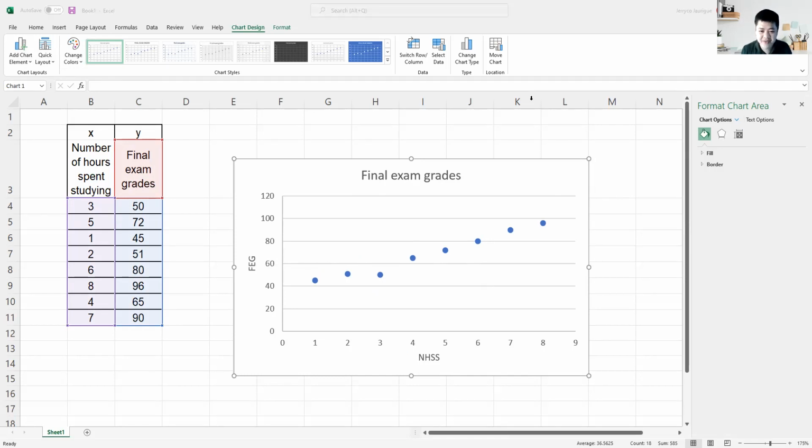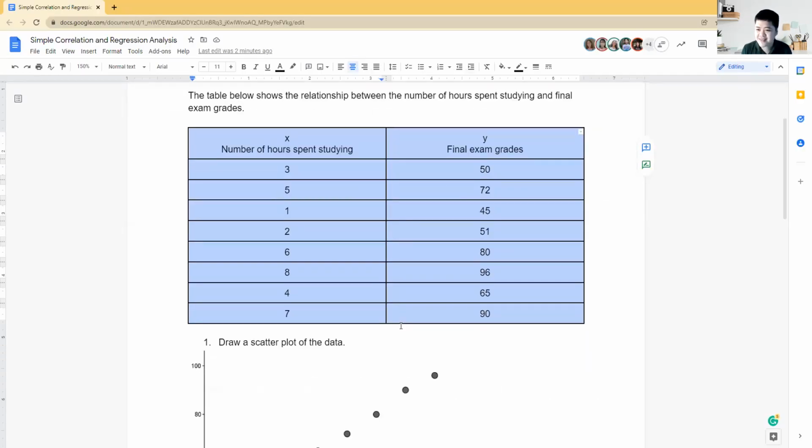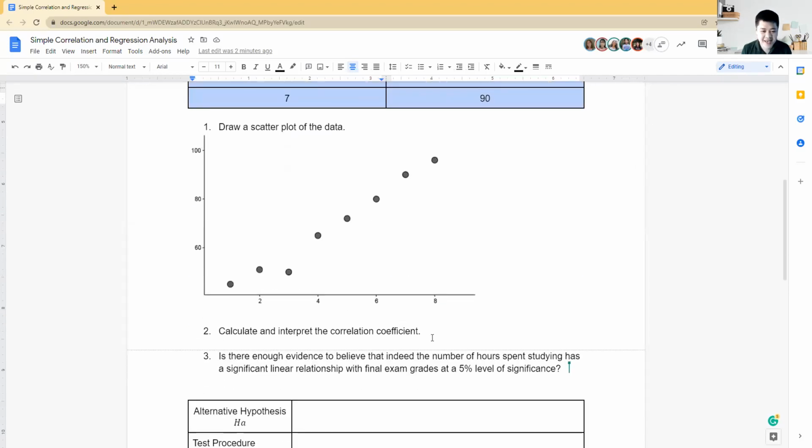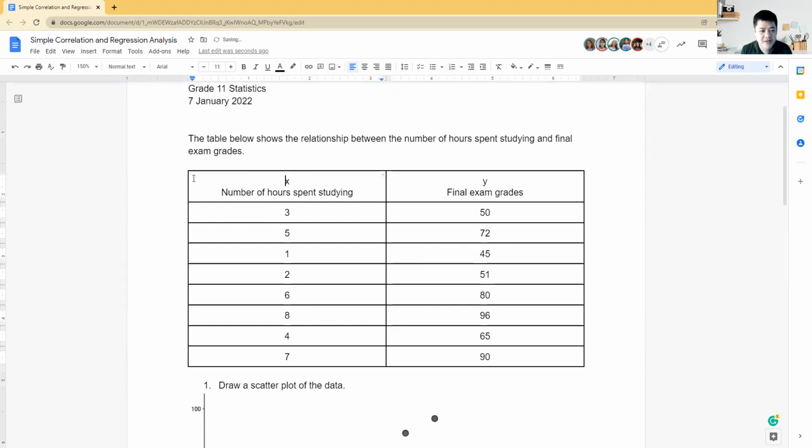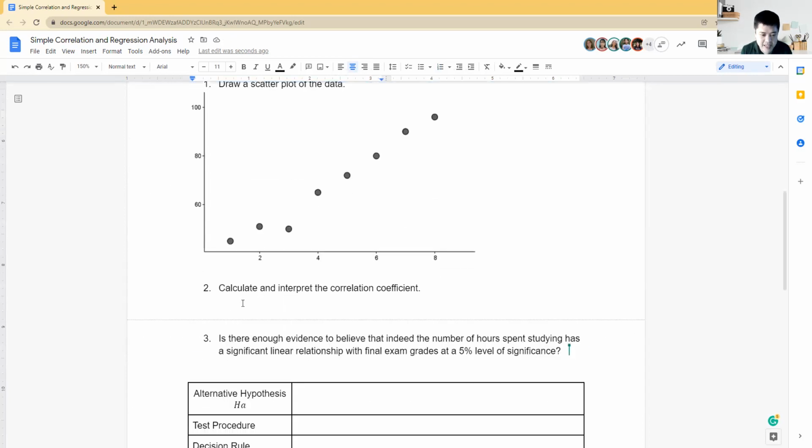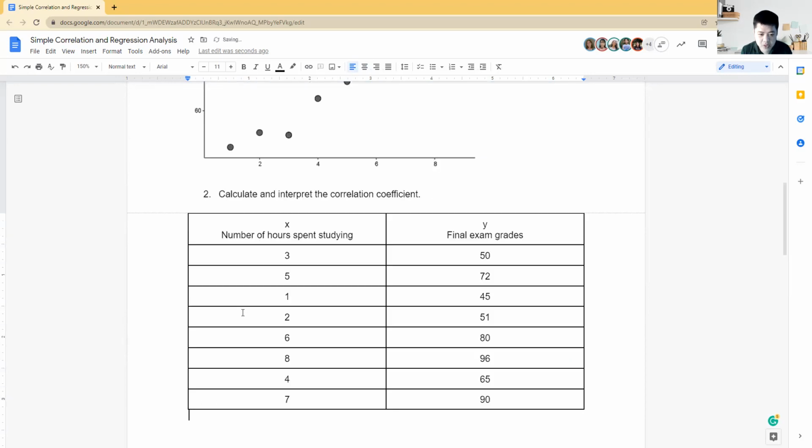Okay ba tayo? Do you have any questions so far? Okay. And then, we're now going to calculate and interpret a correlation coefficient. But first, let's do it by hand. So, kakopy ko muna to dito. Tapos, tingnan natin kung paano natin i-compute yung correlation coefficient by hand. So, dito nyo ako tutulungan.